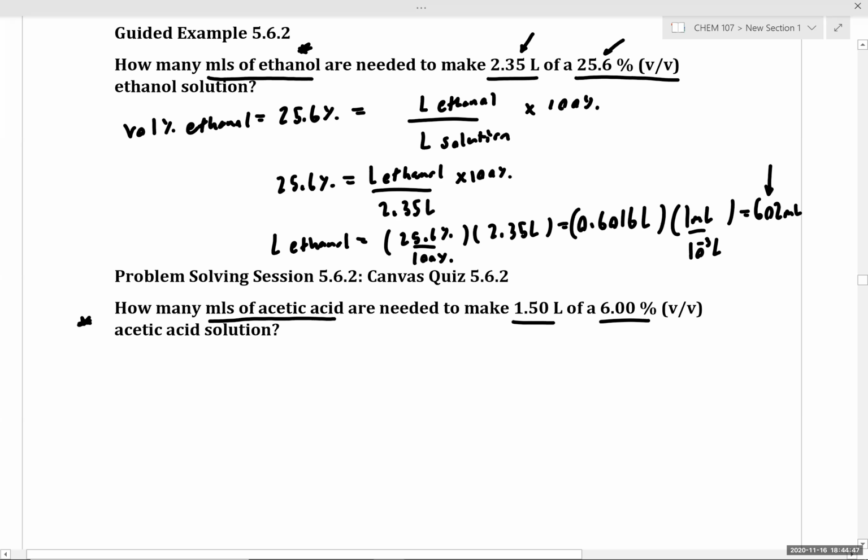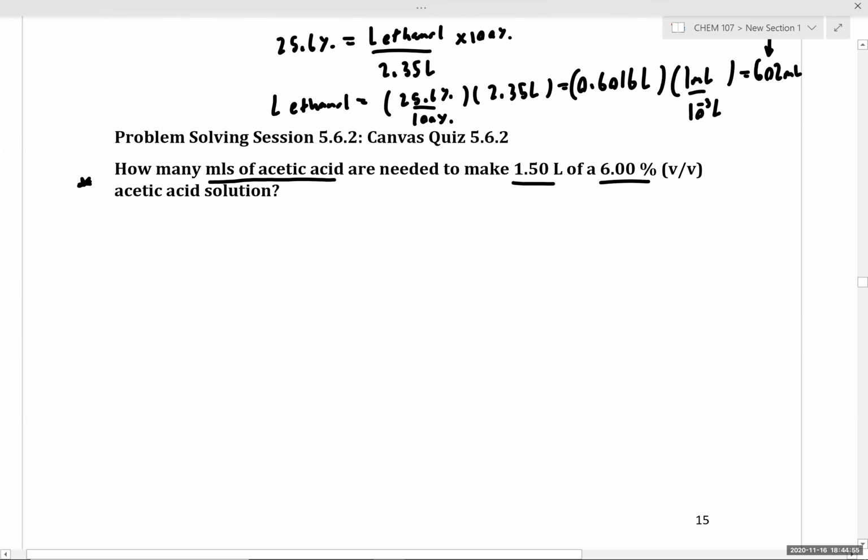Okay, so let's talk through this example. In this case, we're asked to figure out what volume of acetic acid, in milliliters, keep that in mind, is needed to make 1.50 liters of a 6% volume over volume solution.